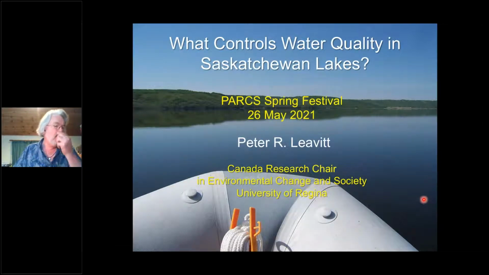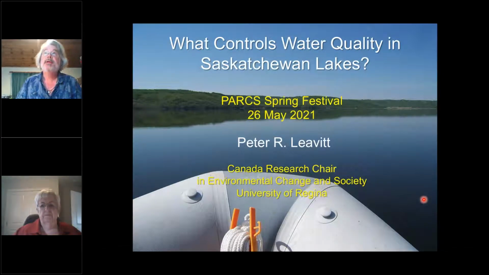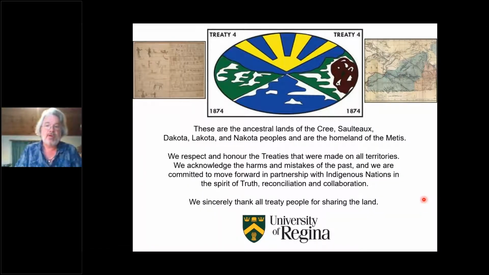What I was asked to do was to answer the question, what controls water quality in Saskatchewan lakes? It's probably not quite as straightforward as that, in the sense that depending on where you are, lakes have different issues. But I can tell you about some of the work that we've been doing in southern Saskatchewan, mostly in Treaty 4 territory, looking at the Qu'Appelle Lakes. Here's a picture of Pasqua Lake, I believe, a south-facing shot on a calm day where everything is looking beautiful. First, I'd like to start and again acknowledge that most of the research that we've done has been in Treaty 4 territory.